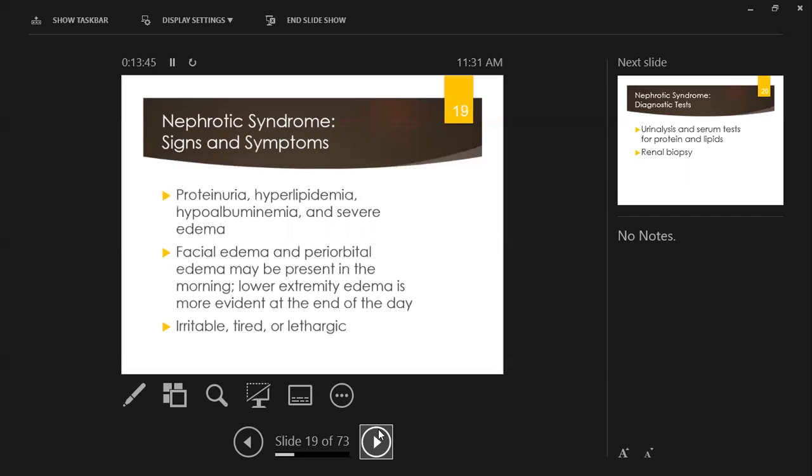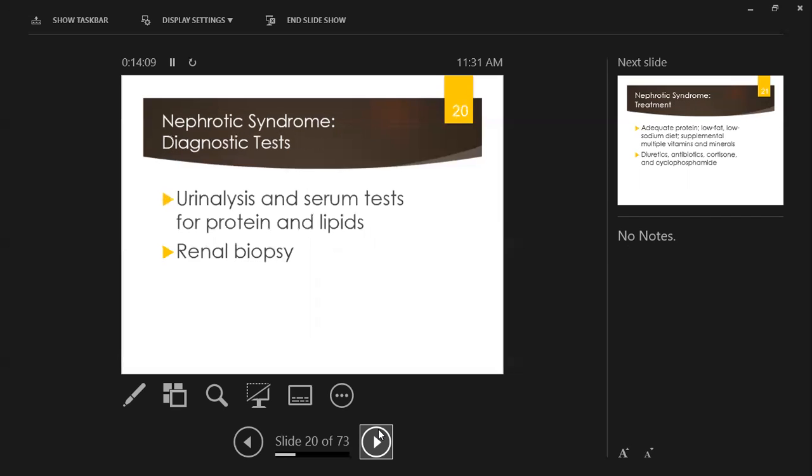Nephrotic syndrome. So we're moving on. This is a different disorder of the urinary system. We see proteinuria, hyperlipidemia, hypoalbuminemia, and severe edema, especially facial edema. Around the eyes, or periorbital edema, may be present in the morning. Lower extremity edema is more evident at the end of the day. These patients are very irritable, tired, and lethargic.